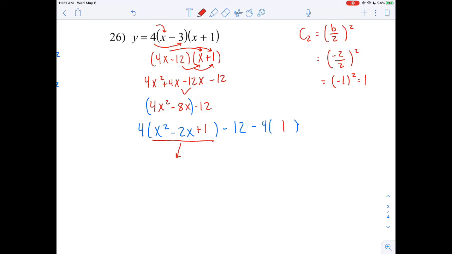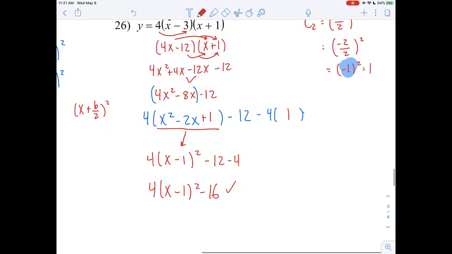So this trinomial can factor using the pattern x plus b over 2 squared, since this is now a perfect square. So this becomes 4 parentheses x plus -2 over 2. We saw it was already -1, and we calculated that when we found C2. Square that off, and now we have minus 12 minus 4, which becomes 4 parentheses x minus 1 squared minus 16, which matches what the key says.